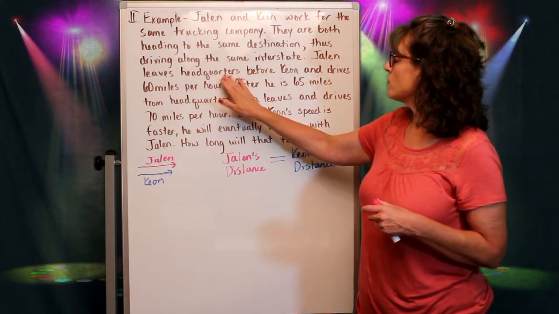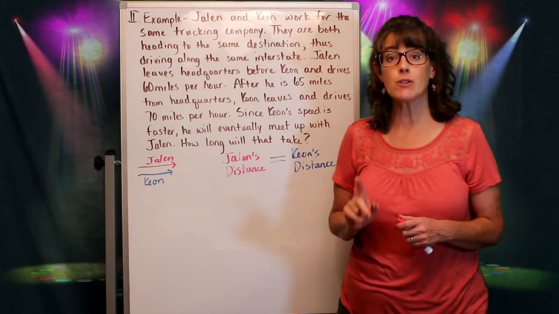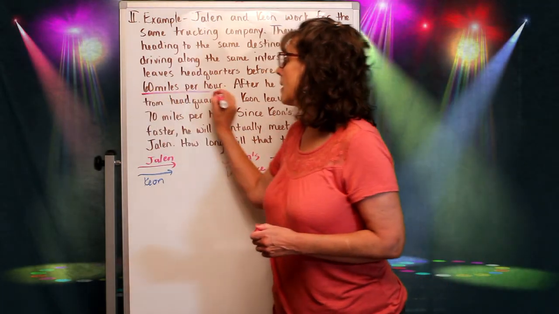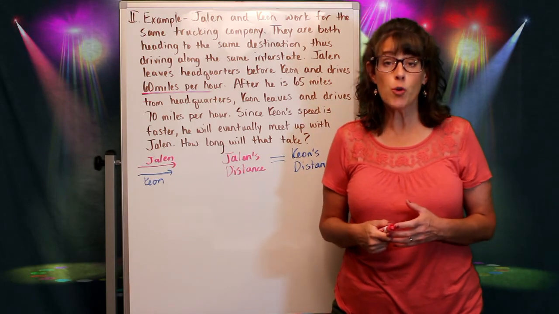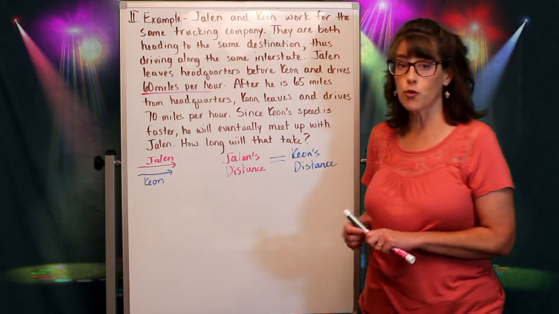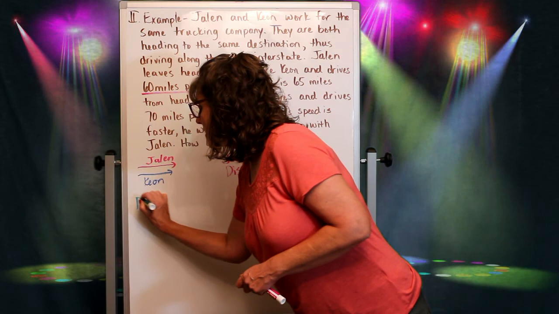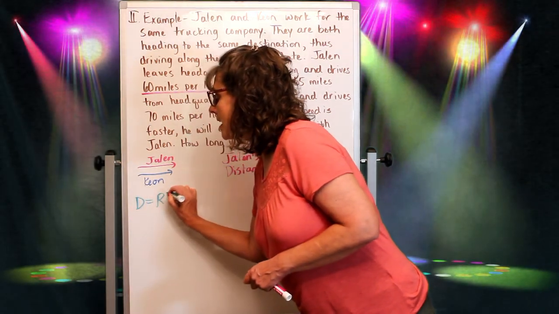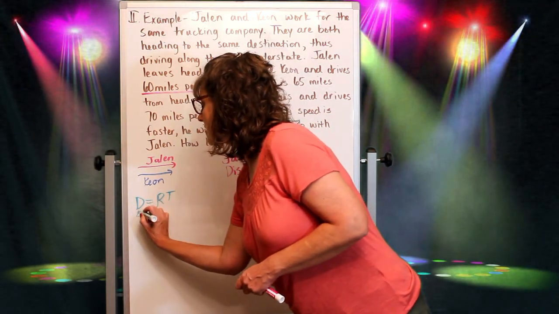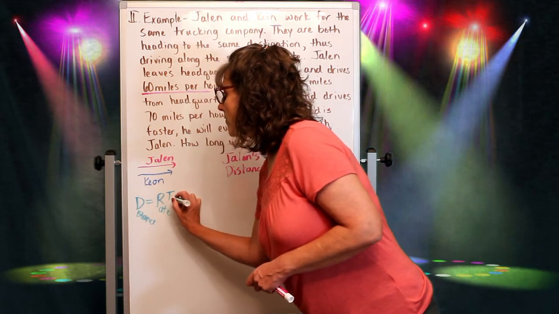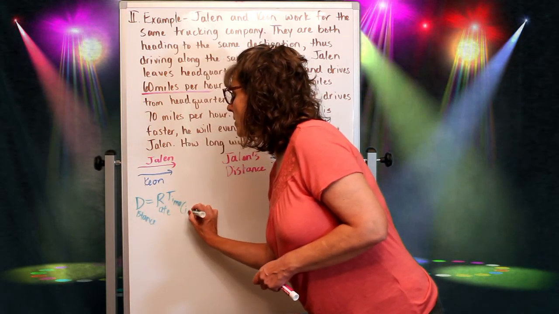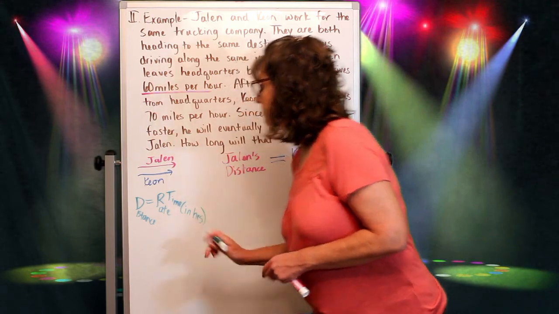Jalen leaves headquarters before Keon. He drives 60 miles an hour. 60 miles an hour for Jalen. Now, in order to figure this out, there is a formula that we need, and it's our distance formula. The distance formula says distance equals rate times time. This is distance, and this is rate, typically miles per hour. This is time, and time is always in hours.